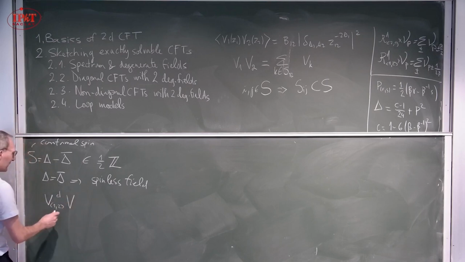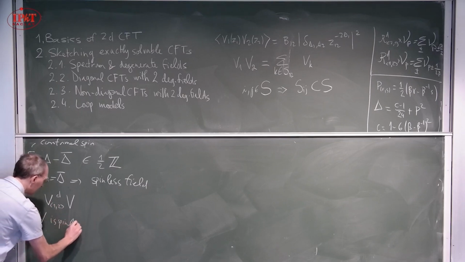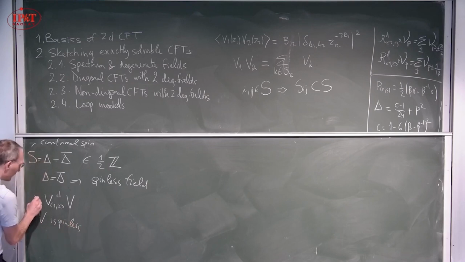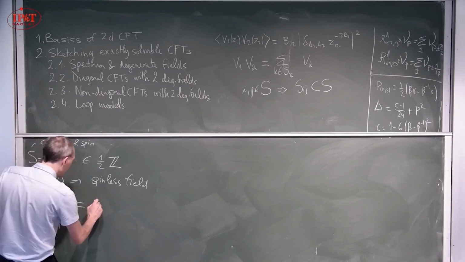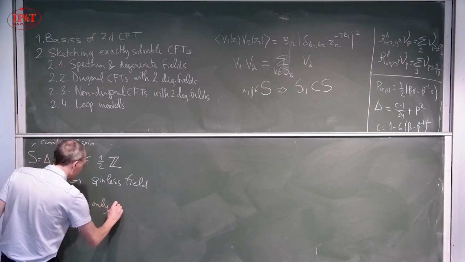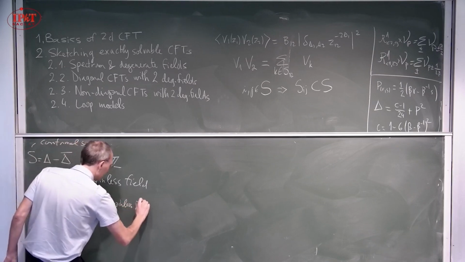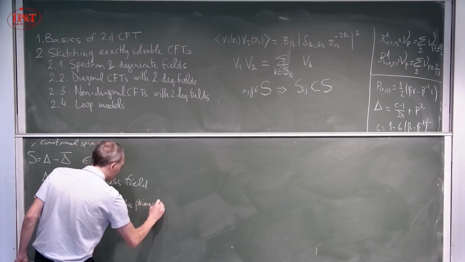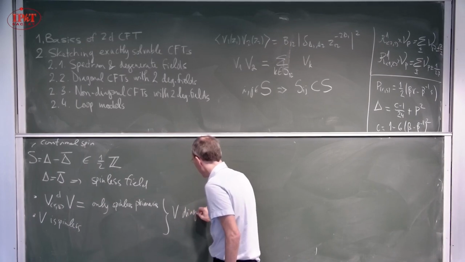So let's say that if V is spinless, but also if in this OPE of any degenerate field with V I find only spinless primaries, then by definition I am calling V diagonal.